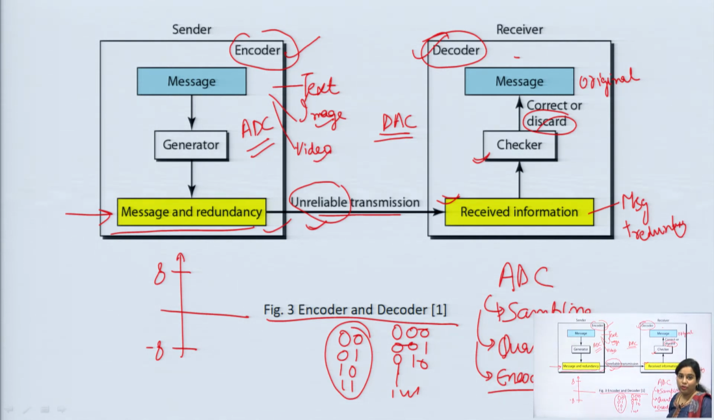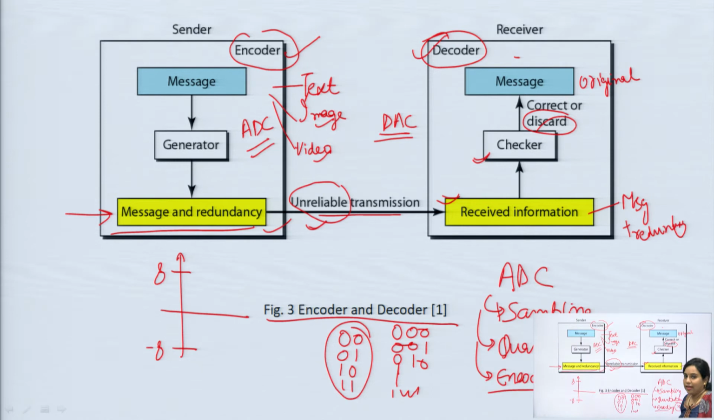Then whatever information you want to transmit, which is in the analog form, you have to give it to the generator, where the generator is going to append the redundancy information to the message signal, so that correct detection of the error can take place at the receiver side. Then this information will be transmitted to the receiver through an unreliable transmission, meaning you cannot rely on the connection that you have set up between the transmitter and receiver.